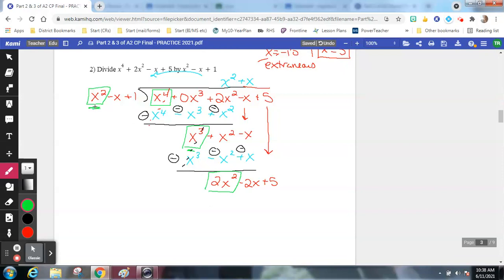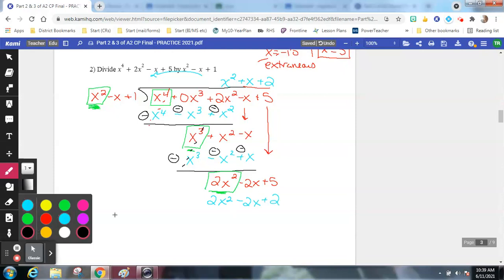2x squared. What do I have to multiply an x squared by to make it a 2x squared? Well, that's easy enough. It's just a positive 2. So 2 times x squared is 2x squared. 2 times a negative x is a negative 2x. 2 times 1 is a positive 2. Subtract down.